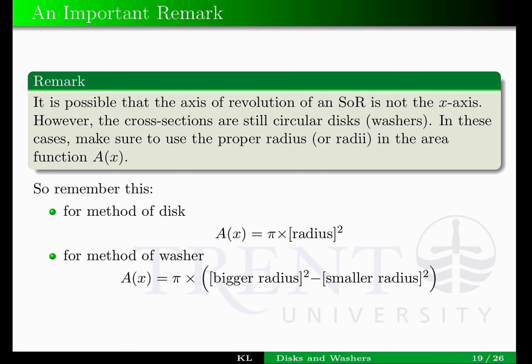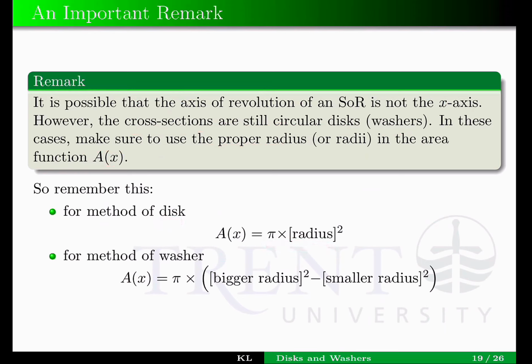So now, as an additional hint, it is possible that the axis of revolution of a solid of revolution is not the x-axis. However, the cross sections are still circular disks or washers. In these cases, make sure to use the proper radius or radii in the area function A of x. So for the method of disk, if your axis of revolution is an edge of your region, then you will use the method of disk, and the area will be pi times the radius squared.